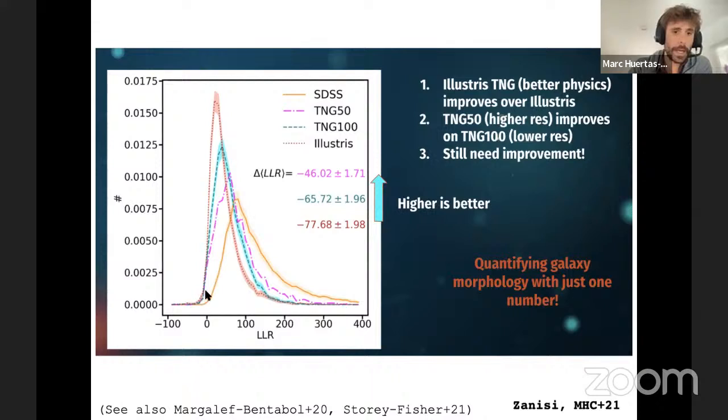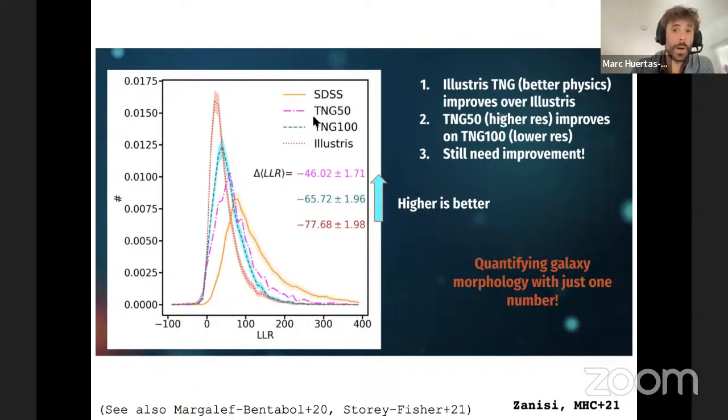You have several lines here for different simulations and for observations. What you want to look at is that the closer the simulated line is to the observations, the better it matches. You can see a gradient from different simulations. The old Illustris simulation, which is older than TNG, is the worst in terms of morphology, in terms of likelihood. And as you get into the more recent models, you get closer to observations.